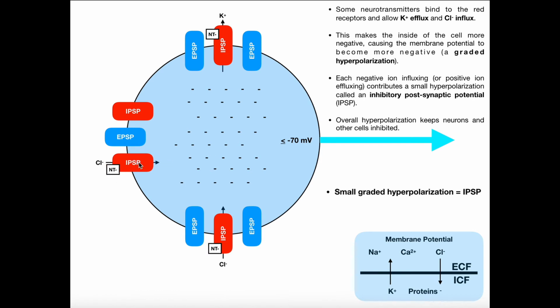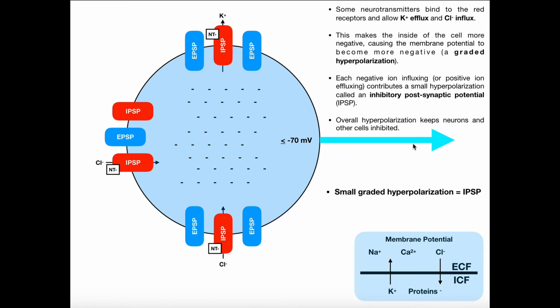This ion channel is going to open, and chloride this time is going to influx. And since we're moving a negatively charged anion into the cell, the inside of the cell becomes more negative. Every time a chloride ion influxes, or every time a potassium ion effluxes, the inside of the cell gets a little bit more negative. And so basically you're having a bunch of inhibitory postsynaptic potentials.